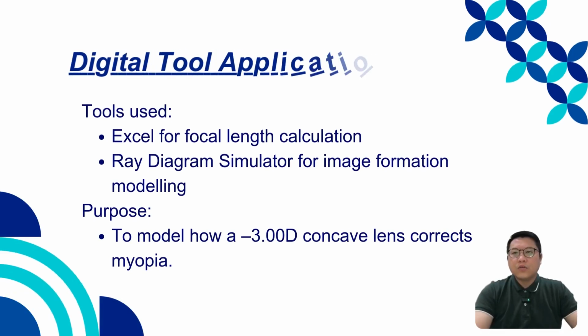For this project, two digital tools were used. First, Microsoft Excel was used to calculate the focal length corresponding to different negative lens powers. This helps quantify how different lens strengths influence the focal point. The second one is an online ray diagram simulation tool, used to illustrate how a concave lens alters the path of light entering the eye. This digital modeling allows us to validate the optical calculation and visualize the corrective effect of the -3 diopter lens.